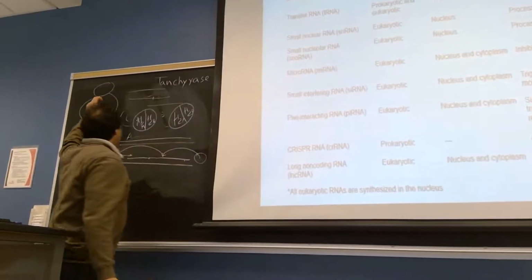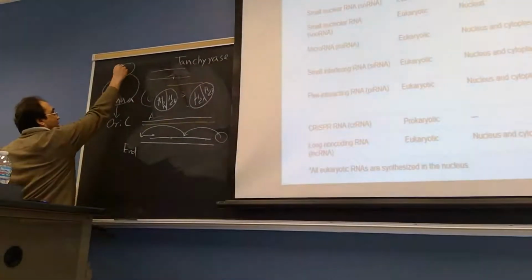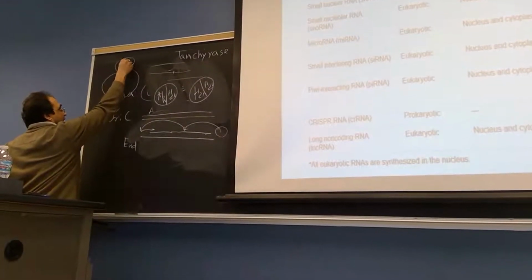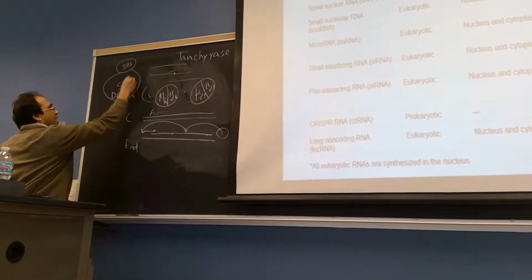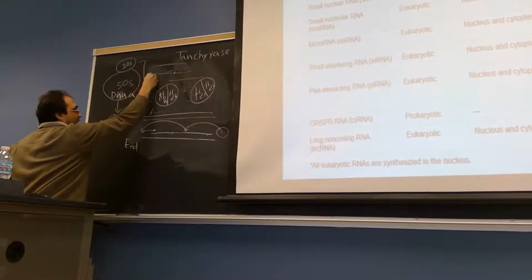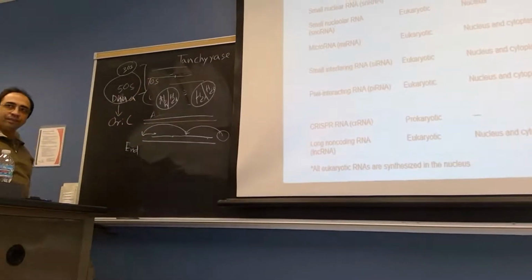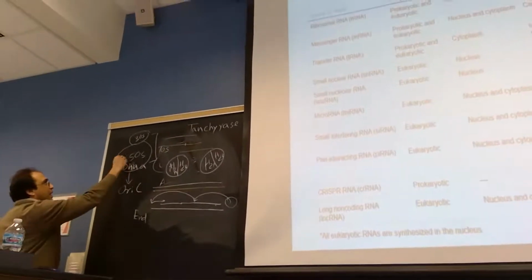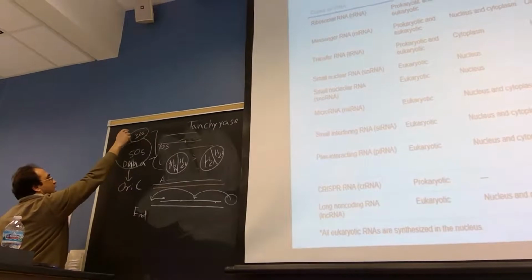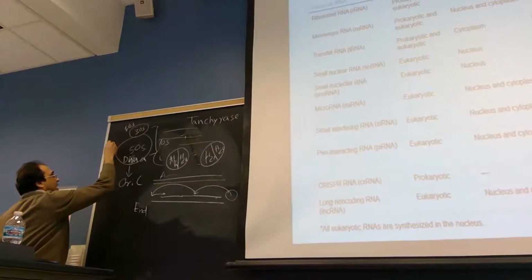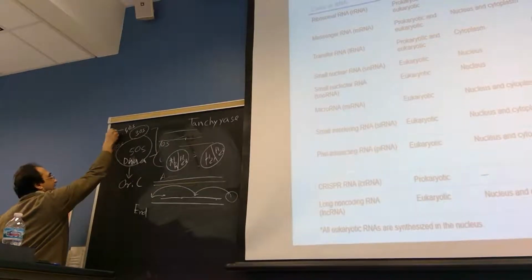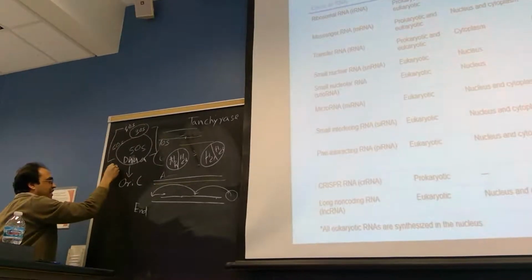The prokaryotic ribosome contains this one, which is 30S, and this one, which is 50S. As a whole, the total is called 70S. That will be in your question. In case of eukaryotes, it is 40S, and this is 60S. As a whole, the total is 80S.